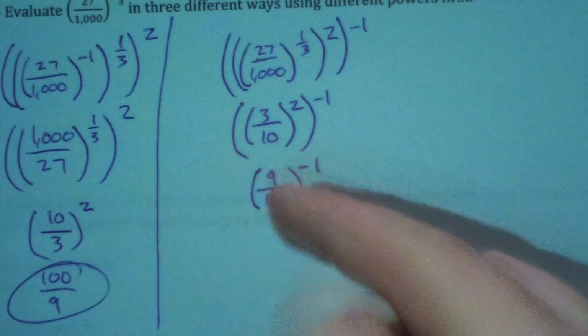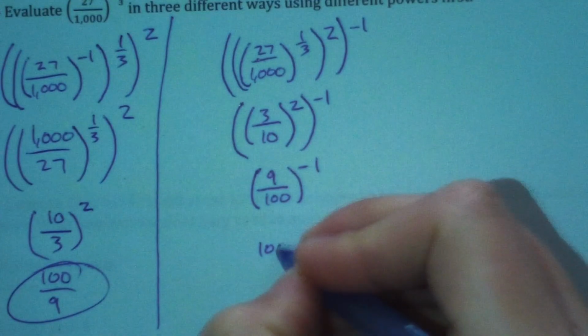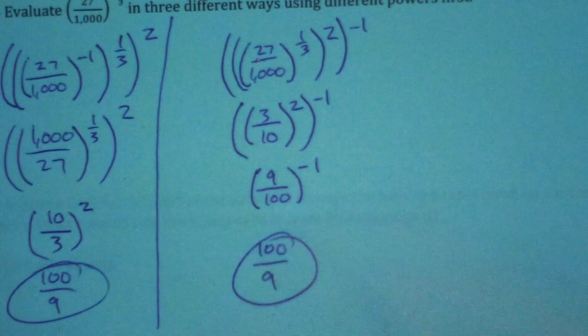The reason I don't like doing this one here is because if I take 27 and square it and 1,000 and square it, aren't I going to get really big numbers?